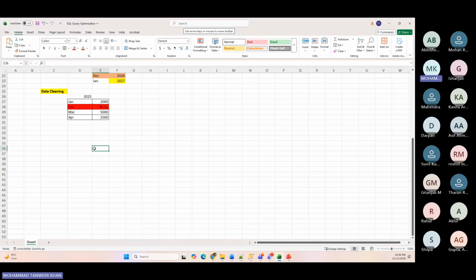I am starting with the problem statement. Then I will tell you why data cleaning is needed. First of all, understand the pain point. This is one pain point. Clear? Okay. Now, second example.